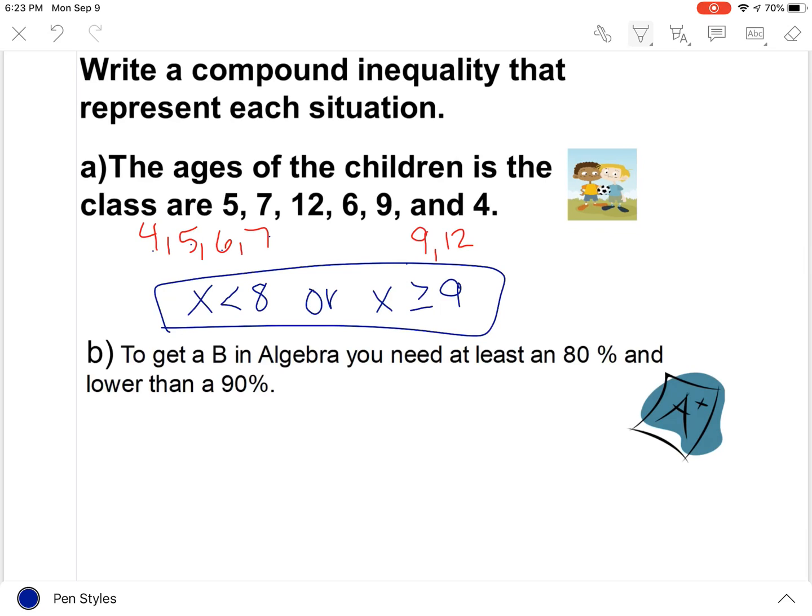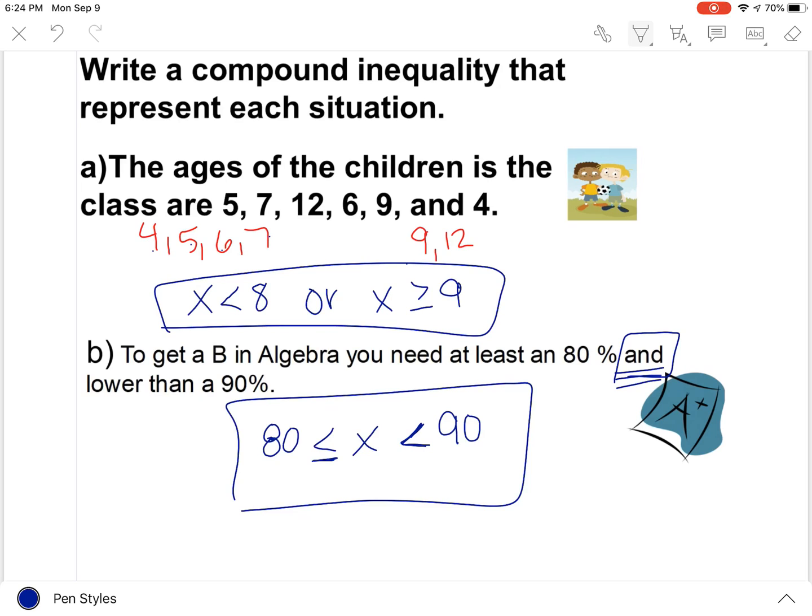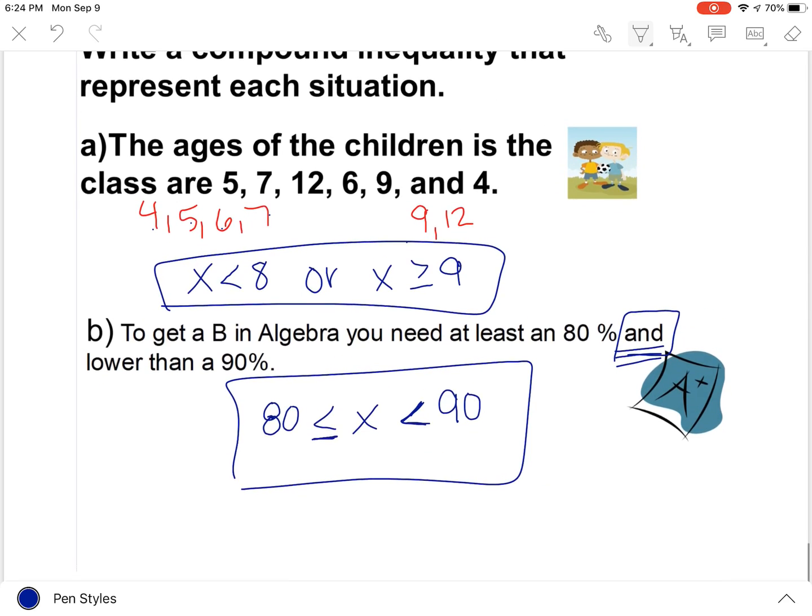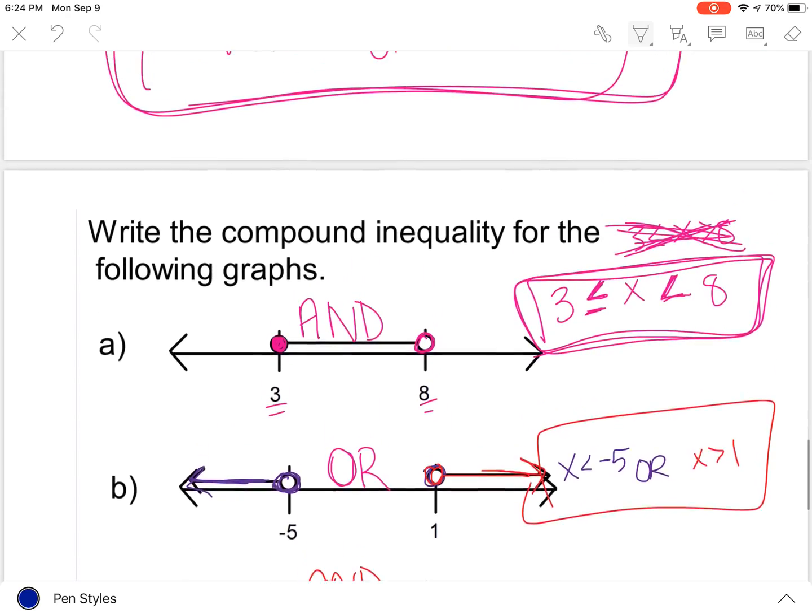Letter B, again, it'd be a good idea to pause and see if you can figure it out. To get a B in algebra, you need at least an 80%, but it still needs to be lower than a 90. So look at this word AND. We're going to have an AND inequality. Right? Well, our lower bound is 80. So you can have an 80% and have a B, so that's a less than or equal to sign. And then if you have a 90, that would bump you up to an A, so it has to be strictly less than 90. So to get a B in algebra, 80 is less than or equal to x, which is less than 90. So all of these are just looking a little bit deeper into our inequalities.